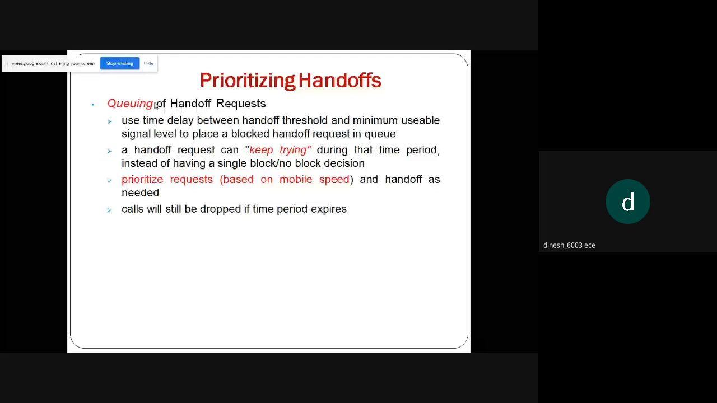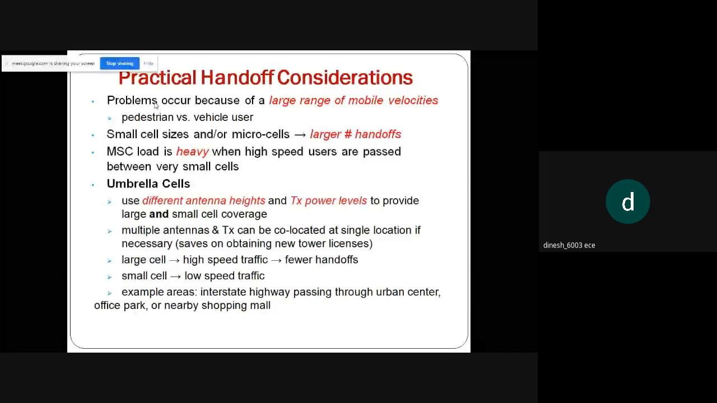There are some practical considerations in handoffs. One is pedestrian users. Pedestrians are the persons who are walking.